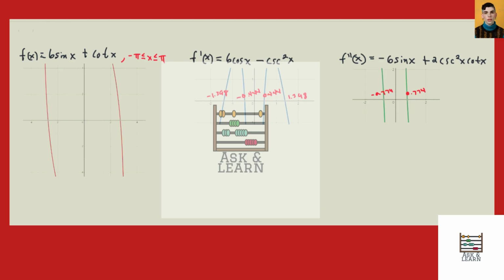We want to produce graphs of f of x is equal to 6 times sine of x plus cotangent of x on the interval negative pi to pi that reveal all important aspects of the curve, and in particular we want to use graphs of the first and second derivatives to estimate the intervals where the function is increasing, decreasing, look for any extreme values, intervals of concavity, as well as points of inflection.